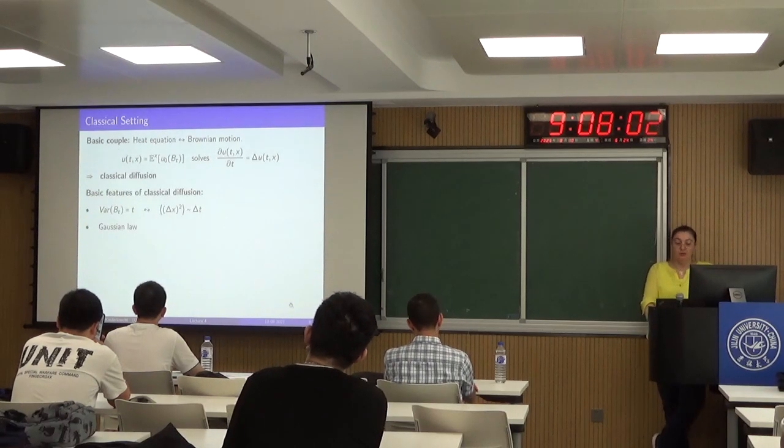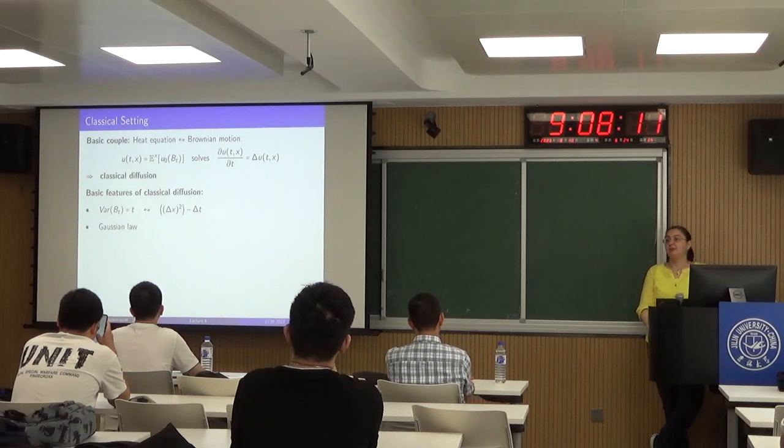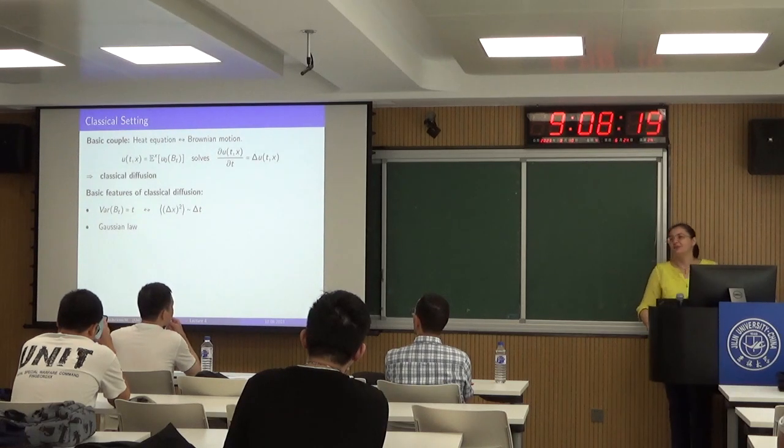This couple, the heat equation and Brownian motion, corresponds to the so-called classical diffusion, which was explained by Einstein already more than a century ago.